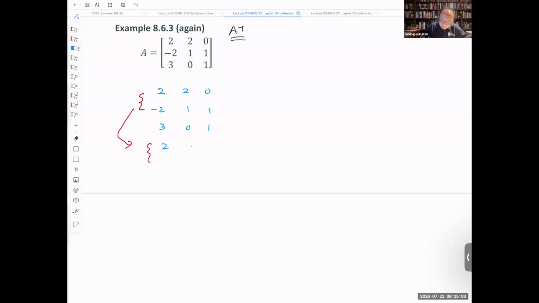If I do 2, 2, 0, negative 2, 1, 1, now I'm going to draw a diagonal line from upper left to lower right, covering three numbers. This is the first line, we can cover 3. This is the second line, we can cover 3. This is the third line, we can cover 3 numbers, and we're going to multiply them. So 2 times 1 times 1, that is 2. Negative 2 times 0 times 0, 0. 3 times 2 times 1, 6.